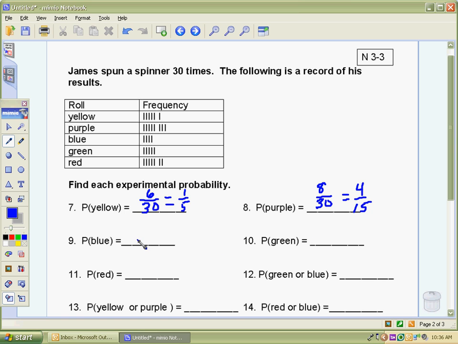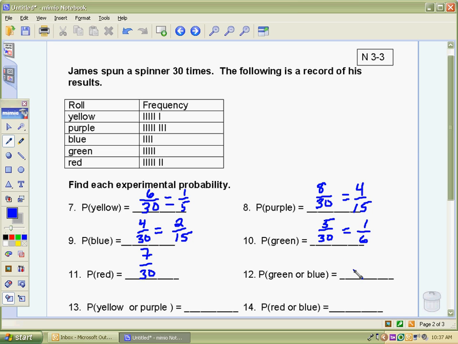Number 9, the probability of being blue. 4 out of 30, which reduces to 2 out of 15. Number 10, probability of being green. 5 out of 30, which reduces to 1 over 6. Number 11, probability of being red. 7 out of 30, which does not reduce.